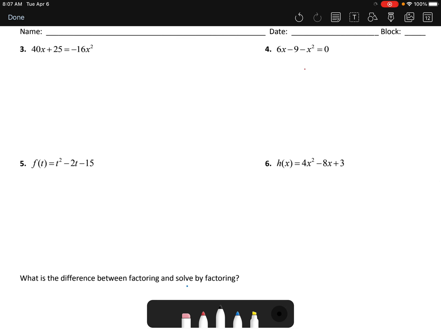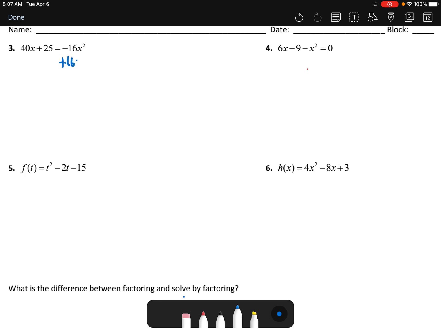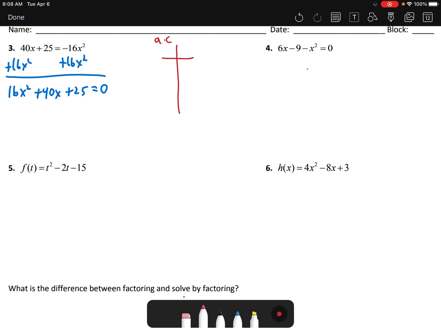Okay, again, on all of these, we have to put them in standard form and set them equal to 0. So I have to add 16x squared to both sides to get 16x squared plus 40x plus 25 equals 0. Now this looks like a really difficult one. It's not too bad. 16 times 25 is 400, and we have to add up to 40. And if you said 20 times 20 and 20 plus 20, you would be correct.